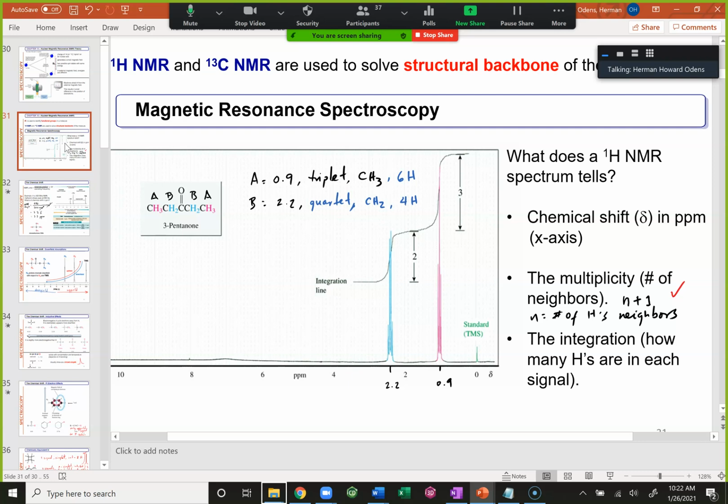So this signal in blue for CH2 has 3 neighbors in red. So 3 plus 1 is 4. That will make a quartet. And then the signal in red is a triplet because the CH3 has 2 neighbors next to it in blue, and 2 plus 1 is 3. And 3 is a triplet. And that integrates for 3, but in actuality is 6. So 6 hydrogens. So this is what this spectrum is telling us.